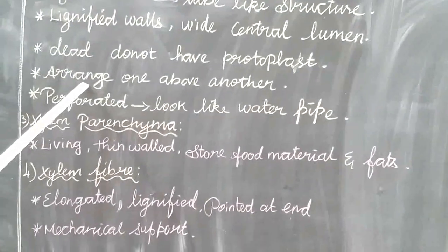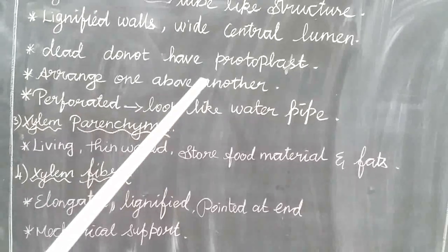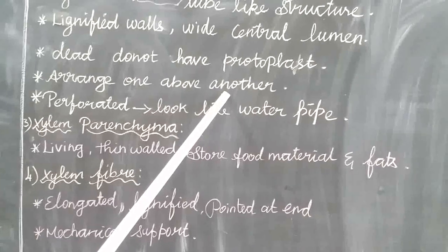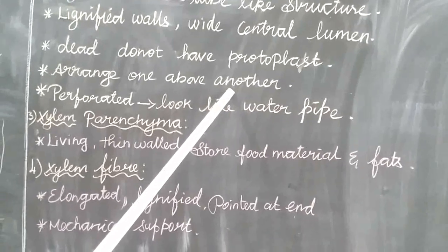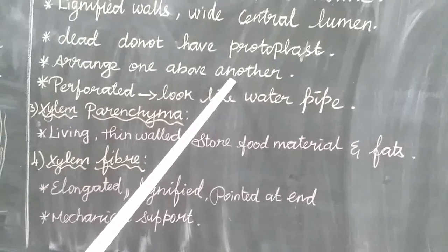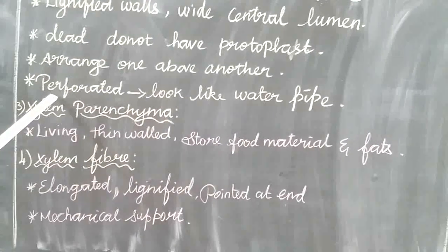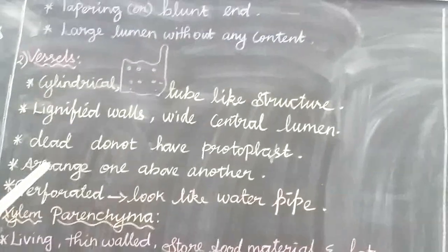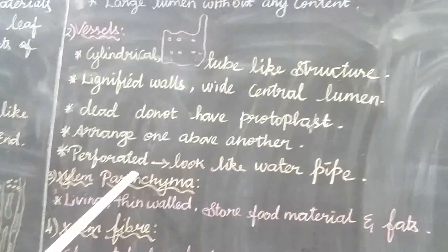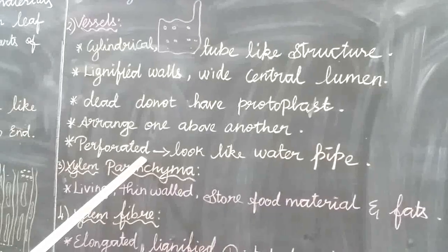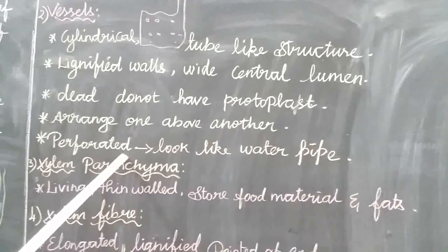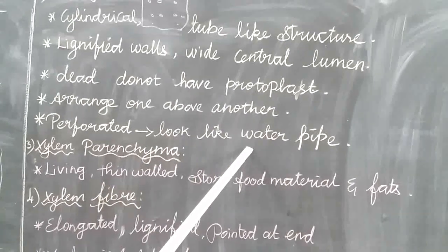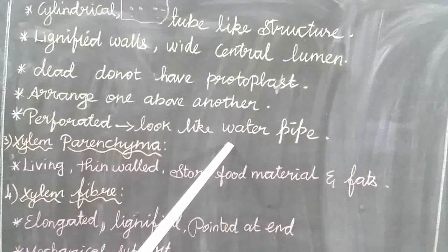And how they are arranged: one above another, because that way it conducts the water very easily. It is also a tube-like structure, arranged one above another, and it has pores. This is a pore. So this condition is called perforated. Perforated means the vessels contain pores on the surface. So it looks like a water pipe, so it easily conducts the water.